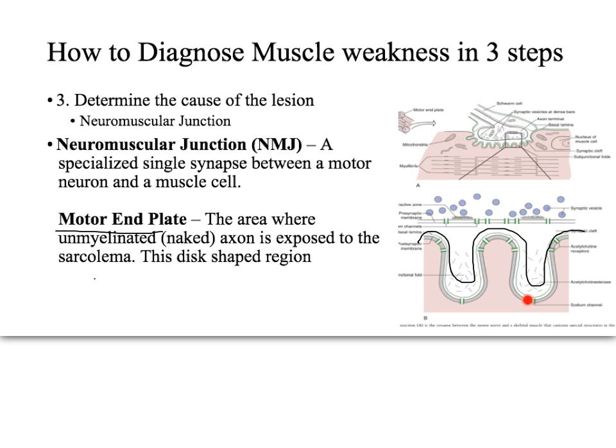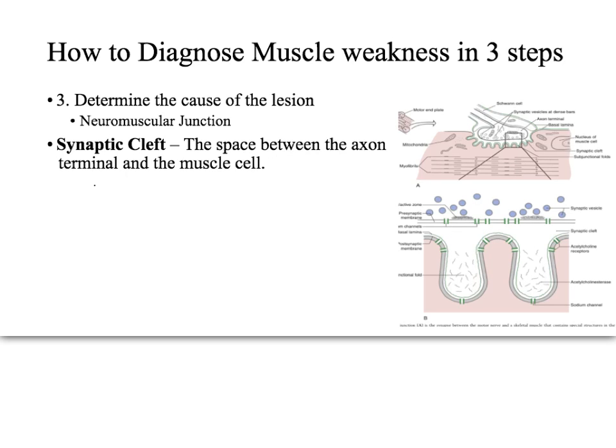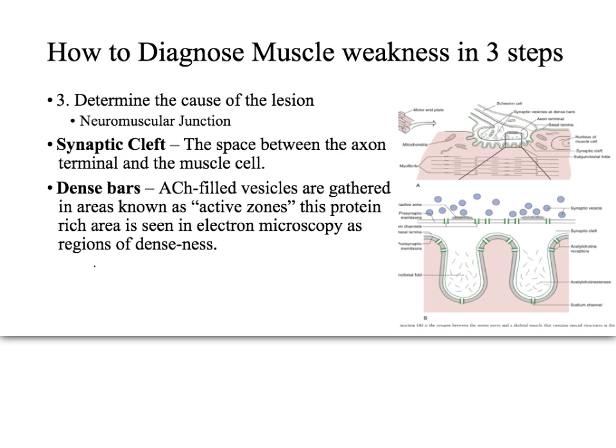So this is the sarcolemma, and this entire area right here would be the motor end plate. The synaptic cleft is the space between the axon terminal and the muscle cell itself. So this empty space that we can see right here is all synaptic cleft. Next we have dense bars. Dense bars refers to something that you see only in electron microscopy, and if you look over here, there's this area that has a denser look to it. These are the dense bars, and they're ACh-filled vesicles. That's where they're gathered. It's known as the active zone.